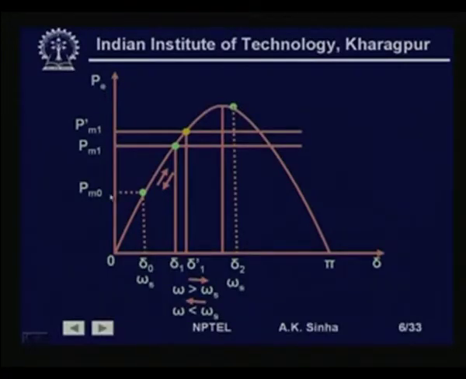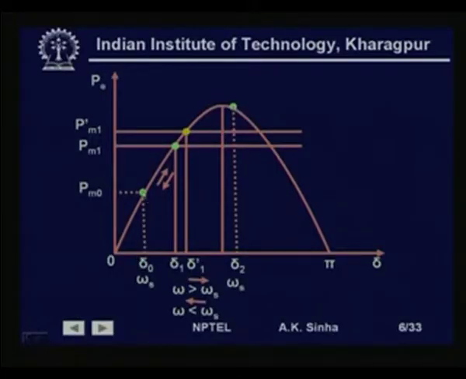Let us say initially we have the system operating with the mechanical input Pm0 and electrical output Pe, which is equal to Pm0, and then the power angle of the generator will be equal to delta 0. So, this is the initial operating point, the steady state point, and the system is working at synchronous speed at this point. The speed of the system is synchronous speed because Pm and Pe are equal. So, it is a stable, steady state operating point where the system is working.